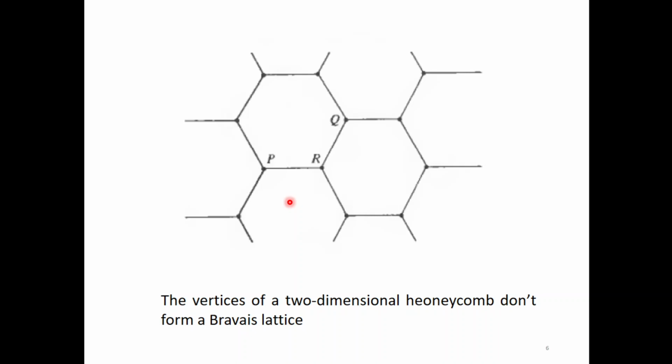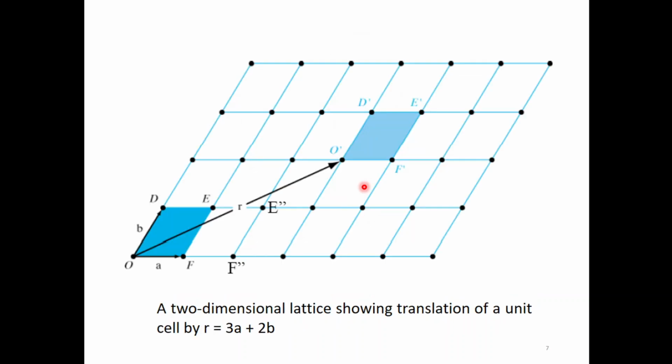And yes, you can say that this honeycomb is actually the combination of two sublattices, right? So you should remember this sentence. This honeycomb is actually the combination of two sub-Bravais lattices. And as I stated about the translation of this unit cell, this is the translation of this unit cell represented by this equation. This is 3a plus 2b for obvious reason.